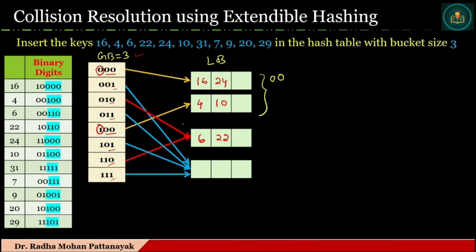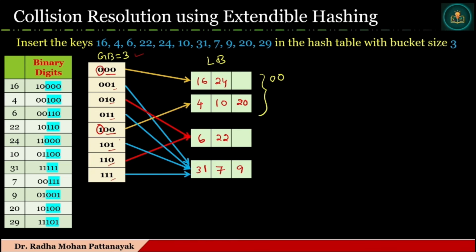Then next is 31, 1 means put 31 here. Next is 7, again 1, so put 7 here. Similarly for 9, 0 0 1, so put 9 here, this is 0 0 1. Then next is 20, 1 0 0, so 1 0 0 is which one? This one, so put 20 here. Then 29, 1 0 1, 1 0 1 is what?